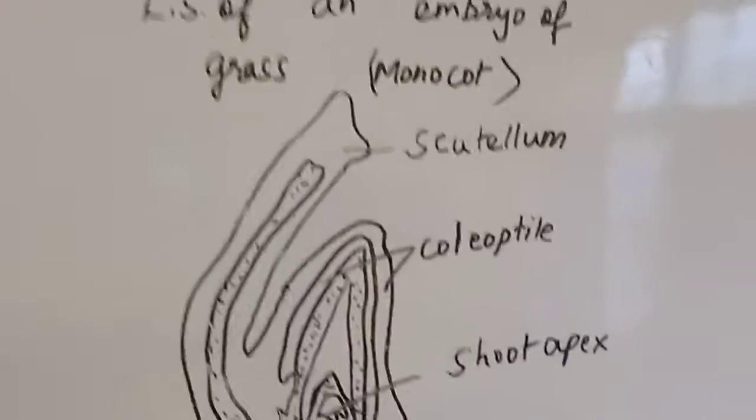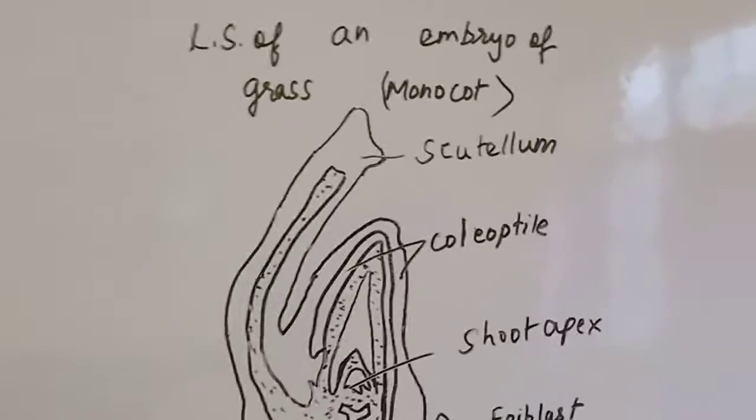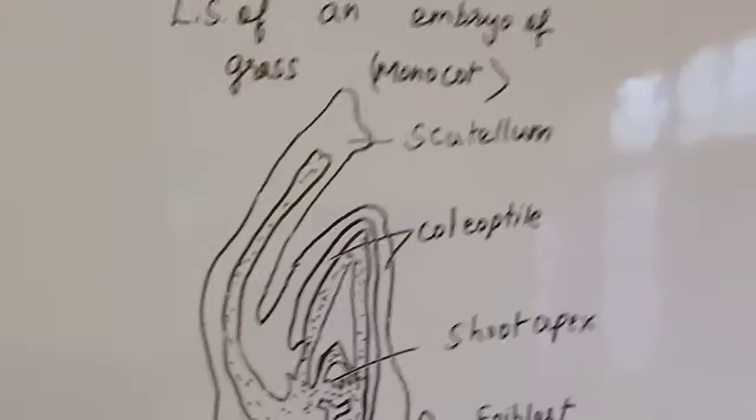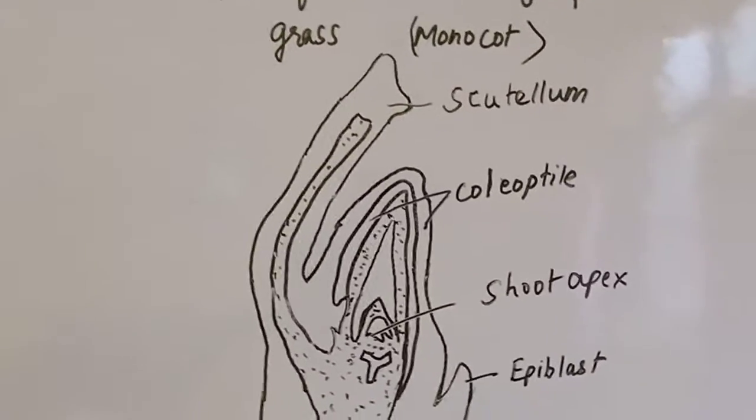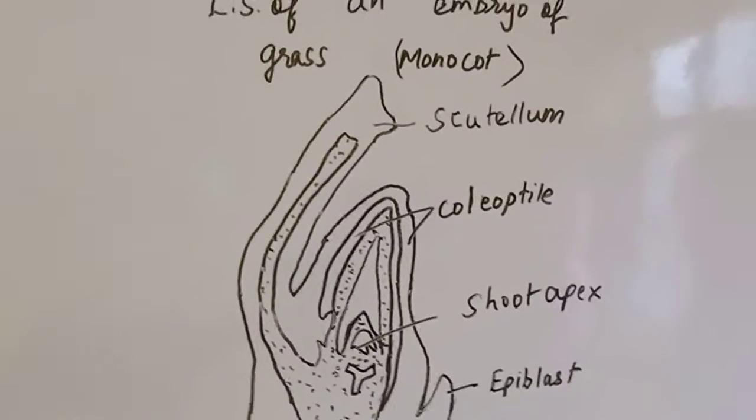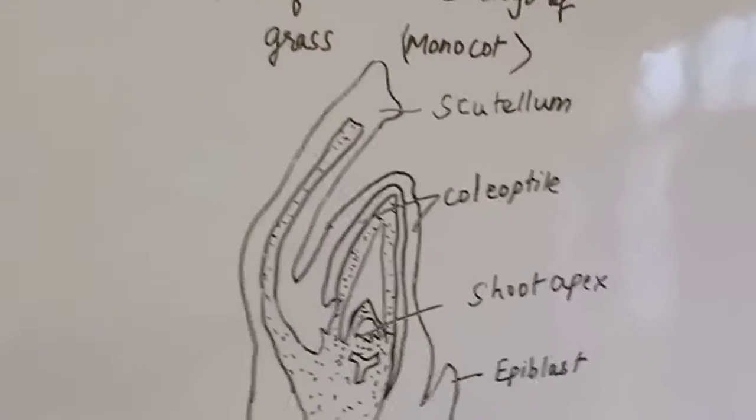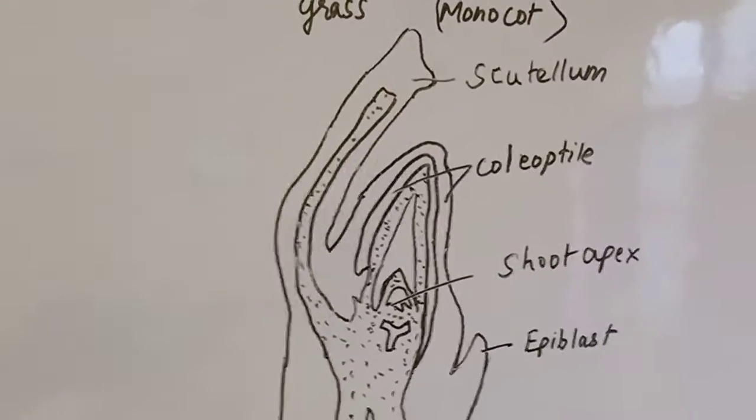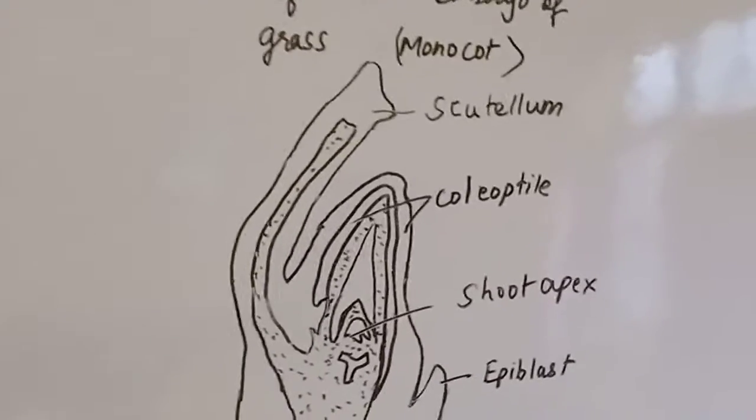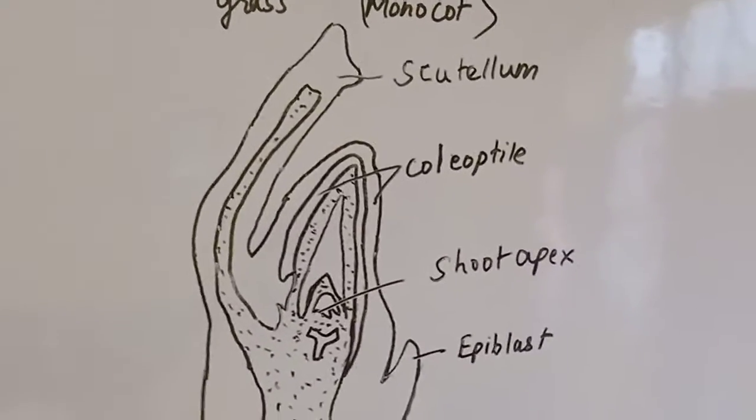Now the structure of a monocotyledonous embryo. This is the LS of an embryo of grass. A typical monocotyledonous embryo consists of one cotyledon. The cotyledon is situated on one side, that is lateral, of the embryonal axis, and it is called scutellum. You can see here in the figure.